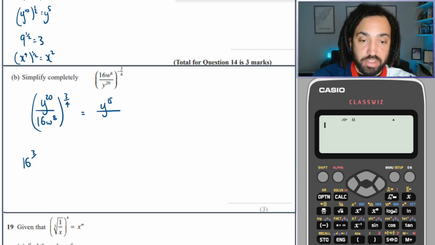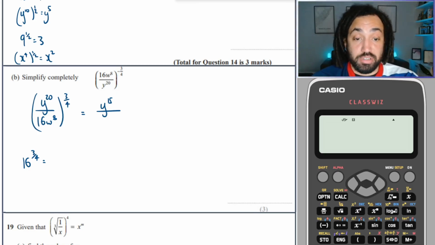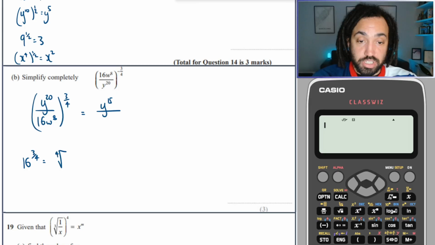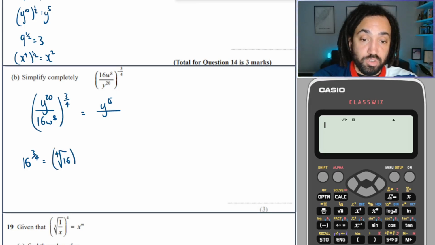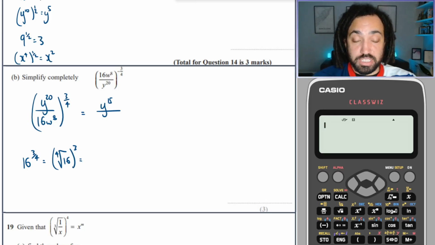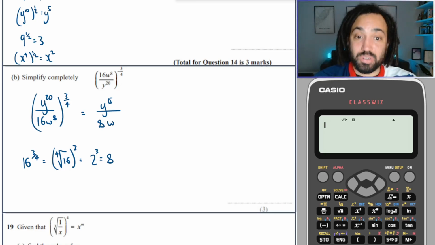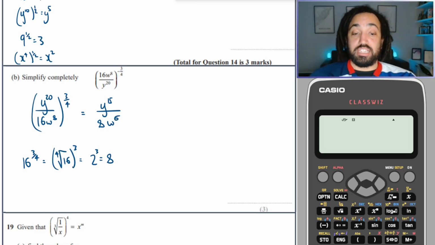16 needs a bit of care though. 16 to the power of 3 over 4. Again, we could just use our calculator to do this, but just so I can show you exactly what's going on, that's the fourth root of 16 and then raised to the power of 3. And the fourth root of 16 is 2, because 2 times 2 times 2 times 2 is 16. And then cube that gives me 8. So it's 8, and I've got to times the w by 3 over 4, don't forget that, and that gives me w to the 6. And that is my final answer.